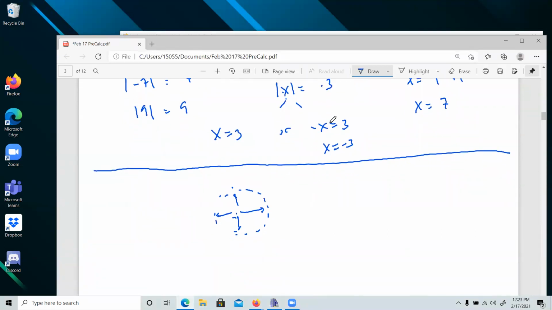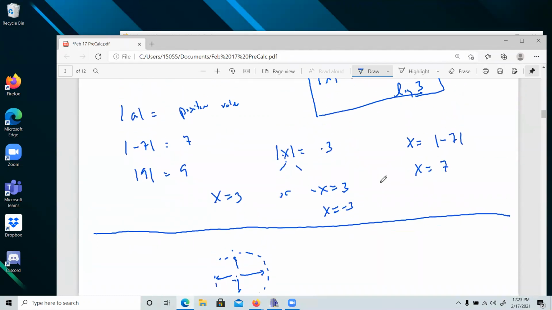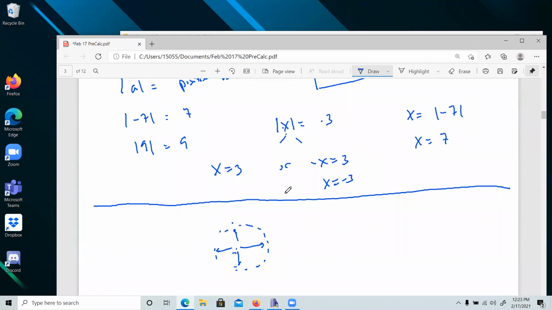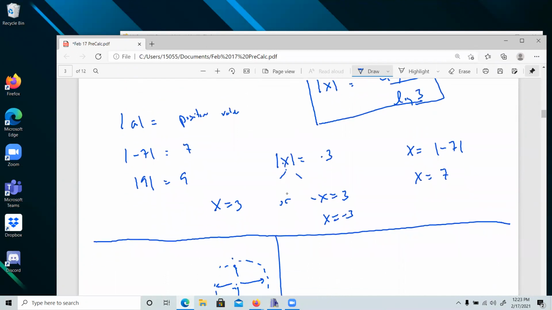If the variable's inside, you've got to break it this way. If the variable's outside, then you can just solve it. Or if you just got a number, just solve it. Okay, all right. So let's go ahead and do that. So we've got either x equals negative log of 243 over log 3, or x equals log of 243 over log 3.